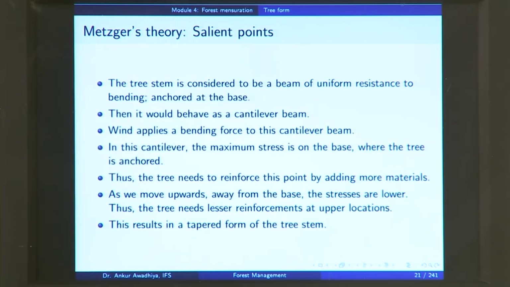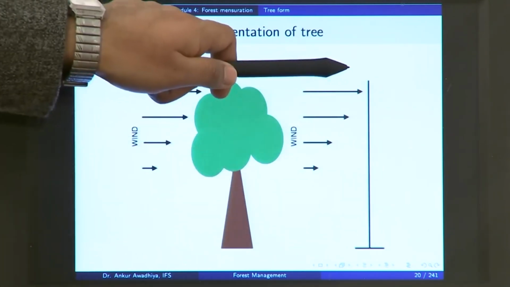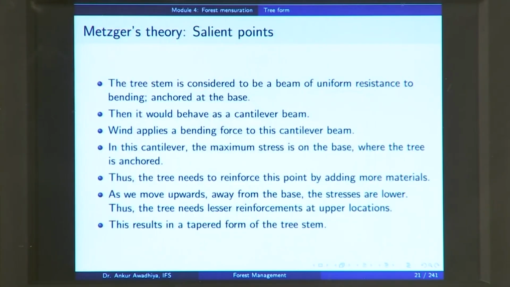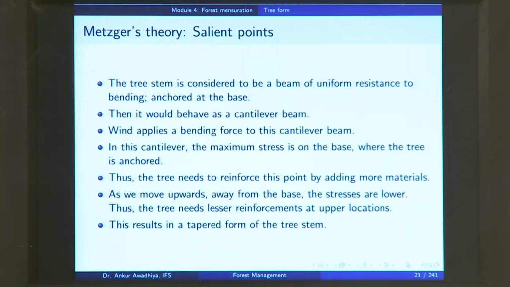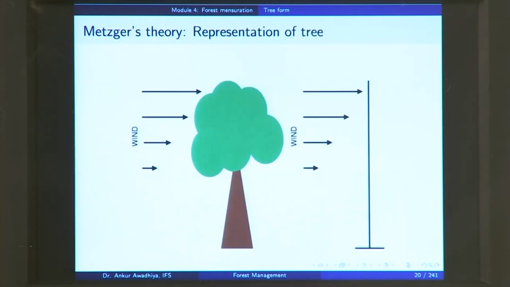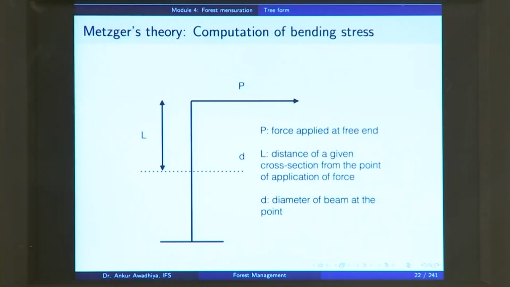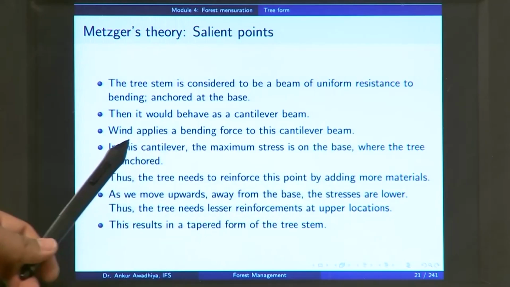So, a cantilever beam is a beam that is anchored at one point and the other point is free, at which you are applying some particular force. Now, this force in the case of Metzger's theory is the force of the wind. So, wind applies a bending force to this cantilever beam. So, this is the force, we represent it as P. So, P is the force that is applied by the wind and it is applied at the top portion of this beam. Now, in this cantilever the maximum stress is on the base where the tree is anchored.